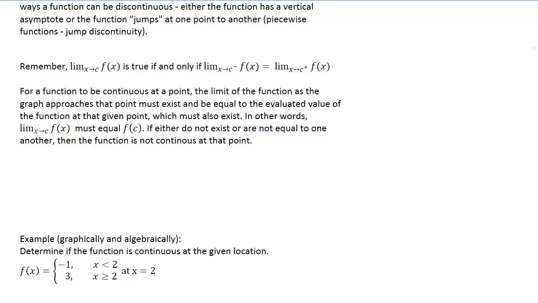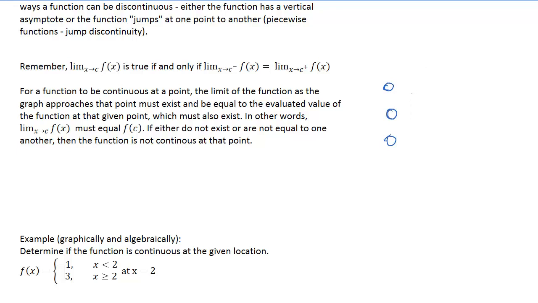Alright, so how do we prove that a function is continuous at a point? Well, we follow this rule here. For a function to be continuous at a point, the limit of the function as the graph approaches that point must exist and be equal to the evaluated value of the function at that given point, which must also exist. That was a very wordy explanation. But basically, there are three rules.